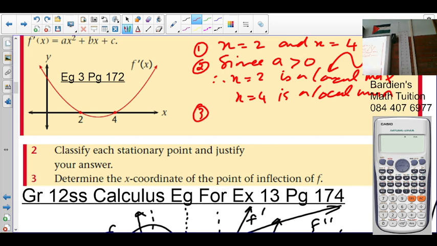Number 3. Determine the x-coordinate of the point of inflection. Where does the point of inflection occur? Midway, the axis of symmetry point. So you say x1 plus x2 over 2. It's going to give you 2 plus 4 over 2, which is 3. That's the x value of the point of inflection.